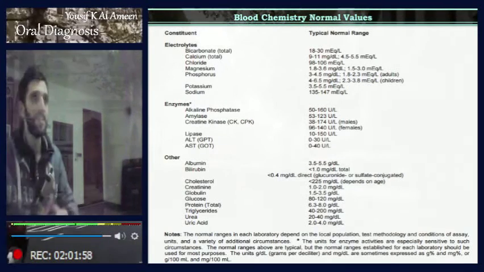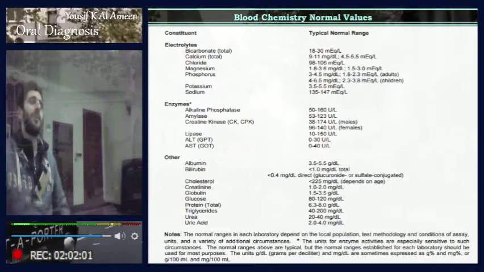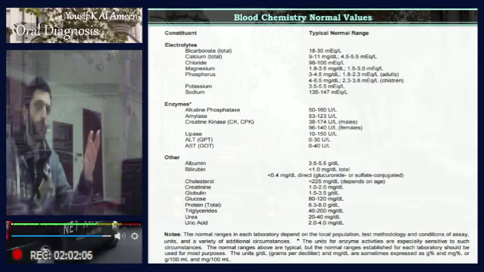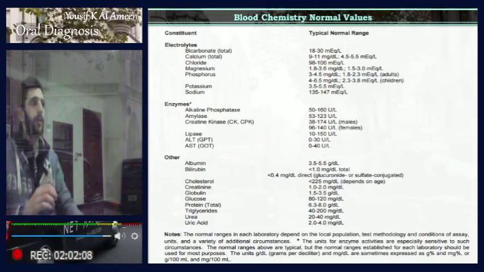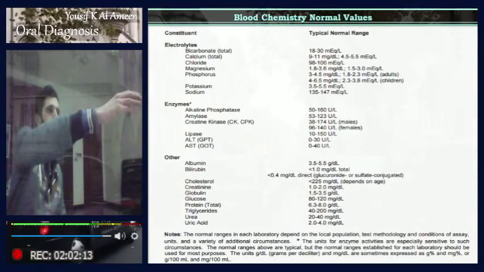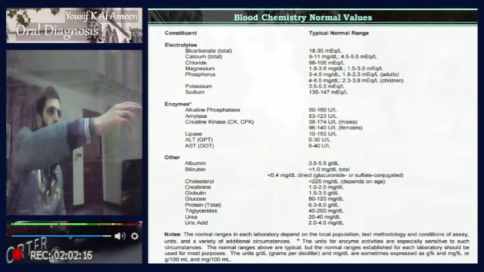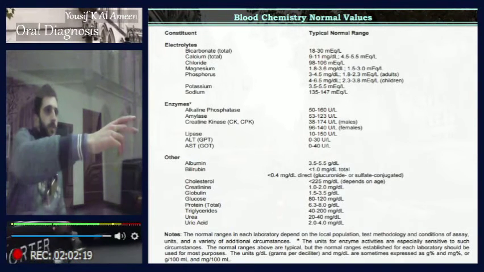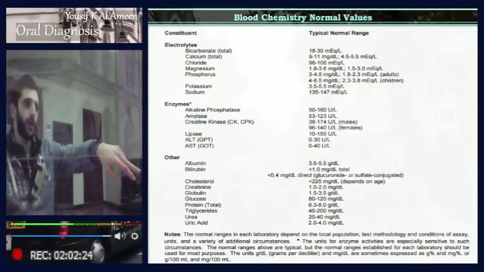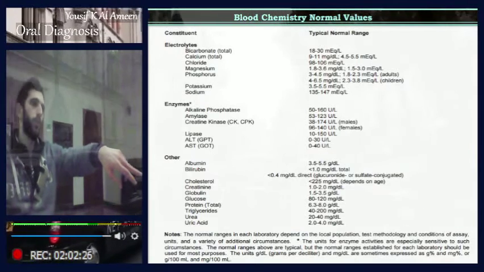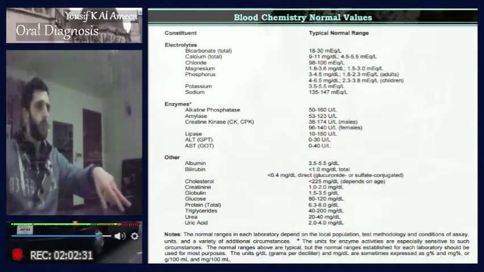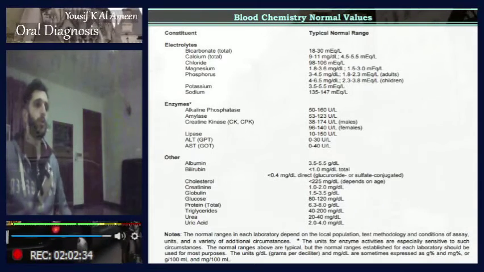And here we have many tests for the chemistry of the body, containing calcium, chloride, bicarbonate, magnesium, phosphate, potassium, sodium, enzymes, alkaline phosphatase, amylase, creatine kinase, ALT/AST, albumin, bilirubin, cholesterol, creatinine, globulin, glucose, protein, triglyceride, urea, and uric acid.